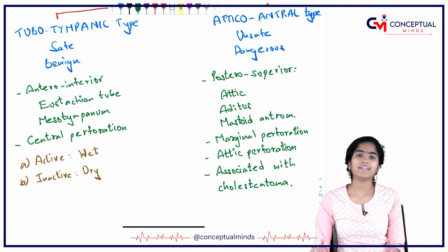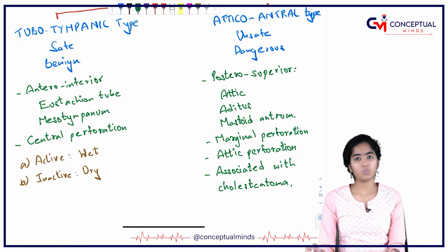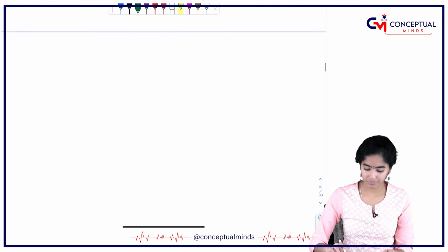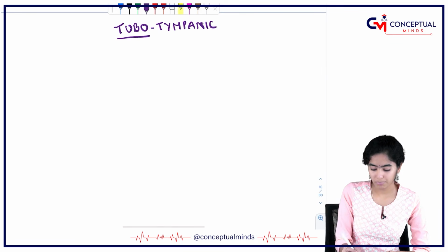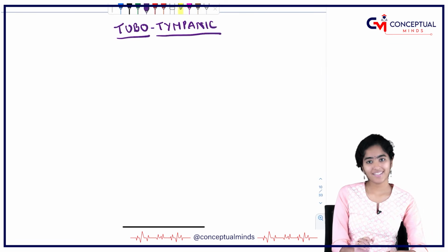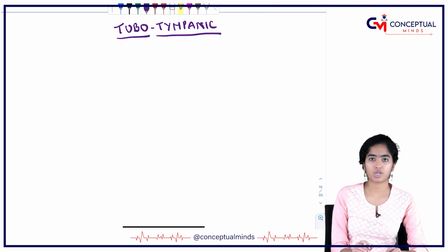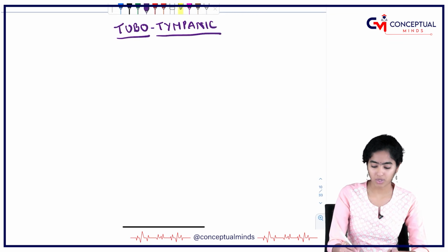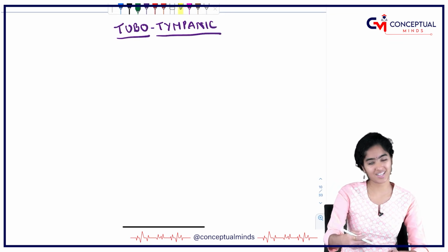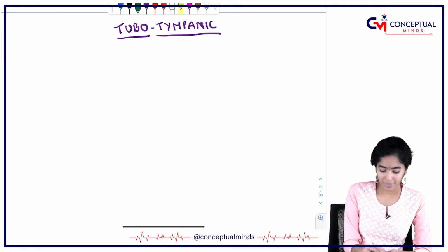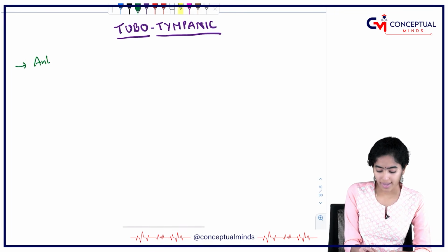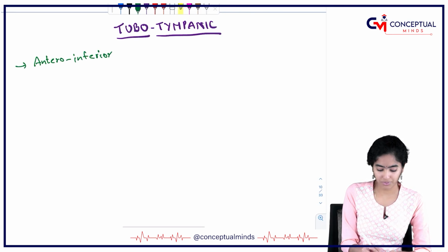Let us study about each one of them in detail, beginning with tubotympanic type. Tubotympanic type of CSOM remains localized to the mucosa of the antero-inferior part of middle ear cleft, as we have discussed in the introduction. It remains localized to antero-inferior part of the middle ear cleft.